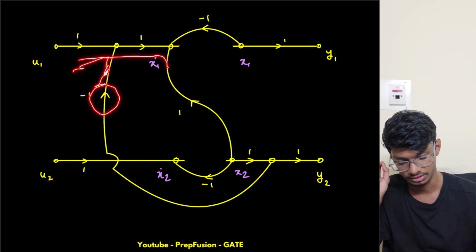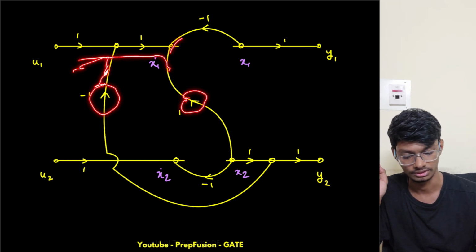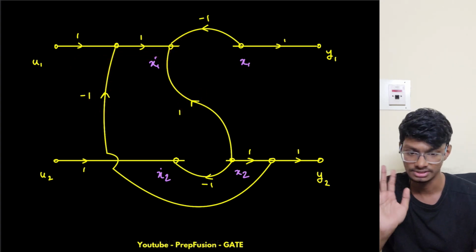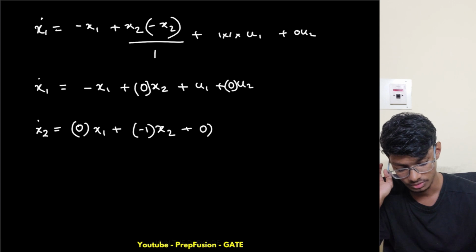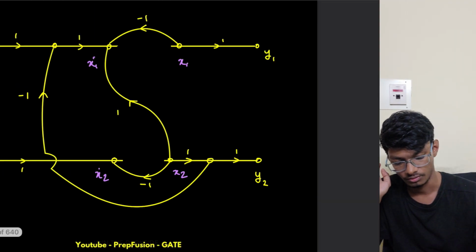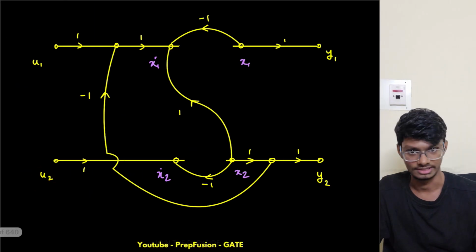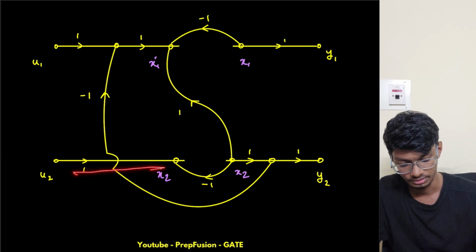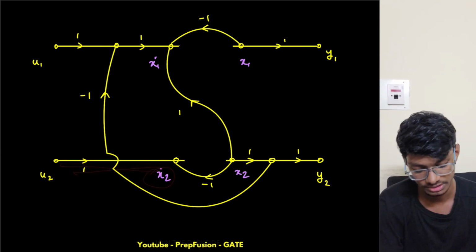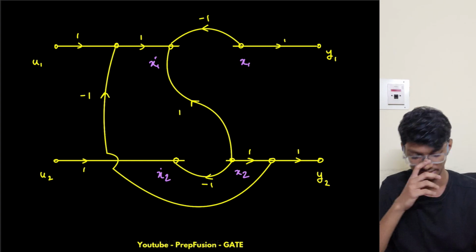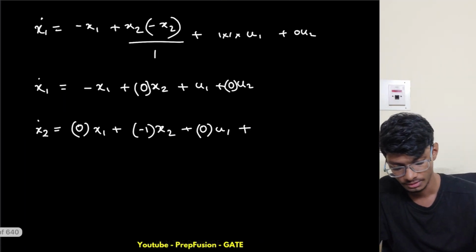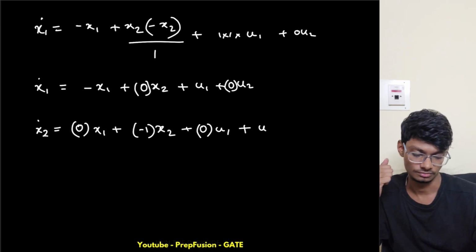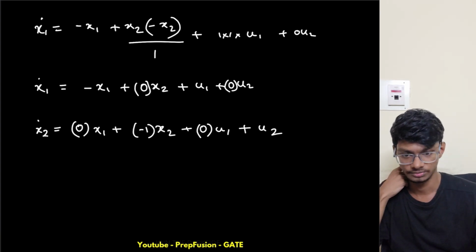Again I can go from here, but this is against the flow. No, this is also against the flow. u1 doesn't have any path to x2 dot, so this will be 0 times u1. Now u2, yes, it has a path directly from here with one gain, and we reach directly to x2 dot. Does it have any other path? No, only one path. So this will be plus u2. So this is my x2 dot.